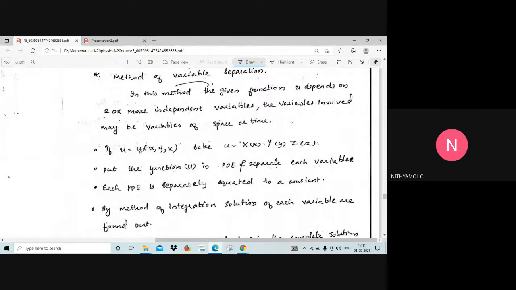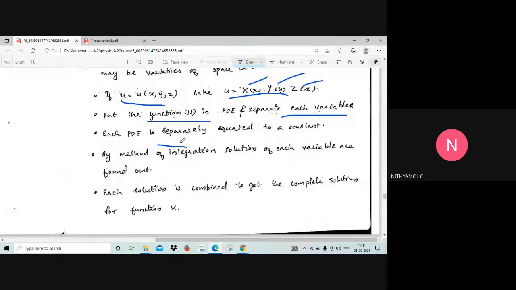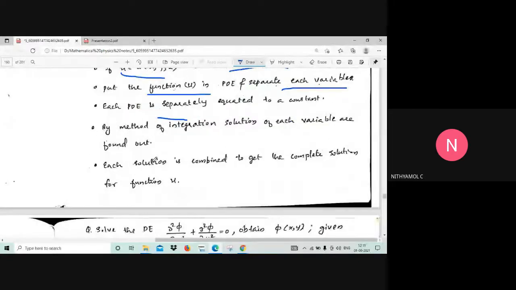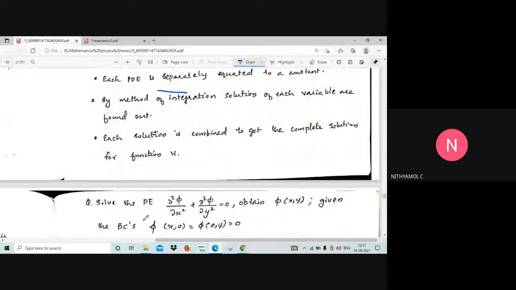understand these steps. First, u is equal to u x y z. Then we can take u as X Y Z, where X depends on x only, Y depends on y only, and Z depends on z only. Then we put the function in the partial differential equation and separate each part, with each separately equated to a constant. Then by the method of integration, the solution of each variable is found out, and each solution is combined to get the complete solution for function u.